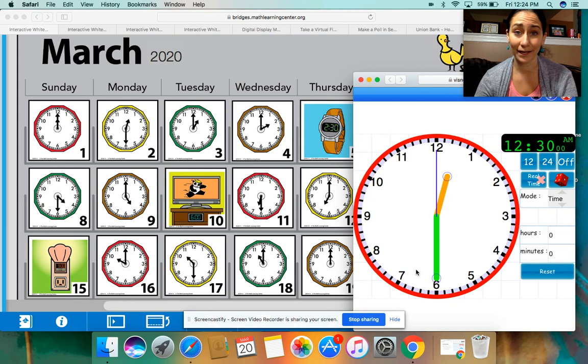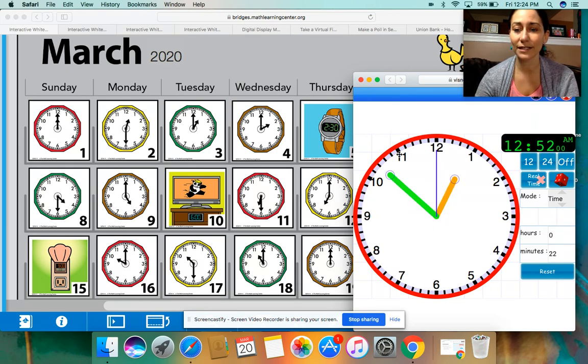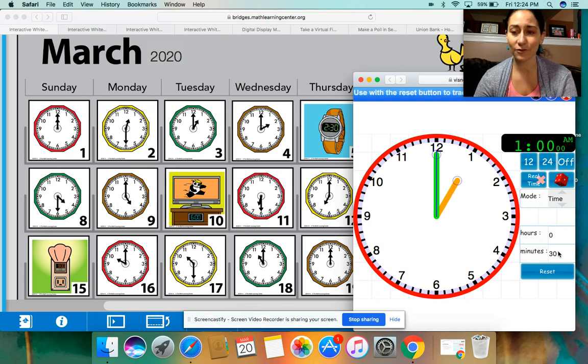So let's see if I can get my clock over here to match it. 5, 10, 15, 20, 25, 30. So another 30 minutes have gone by, and instead of it being 12:30, now it's 1 o'clock.